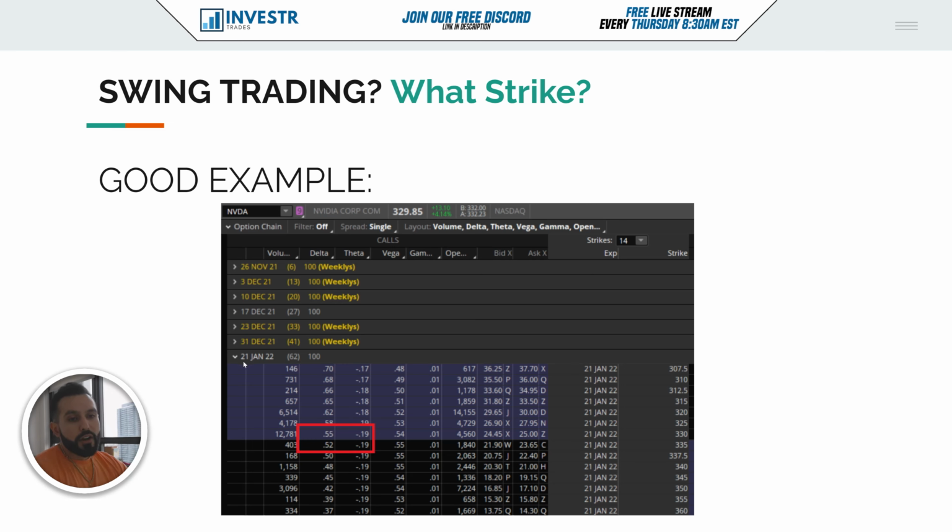Here's a good example. You see that we've gone further out into January now, but look at our delta to theta. We have a delta of 0.52 and we have a theta of 0.19. This tells us that every dollar the stock moves, we're going to gain 52 cents, and every day going forward, we're going to lose only 19 cents. So the delta overpowers the theta in this choice, and we have lots of time for the stock to play itself out in order to achieve our targets.